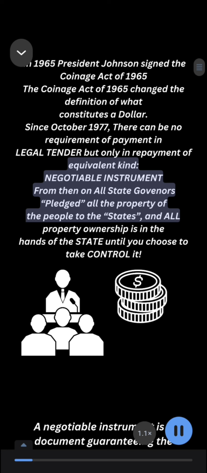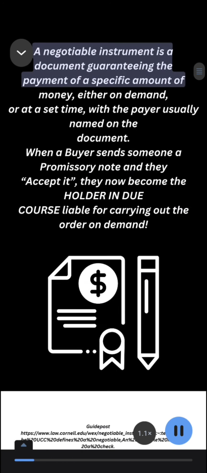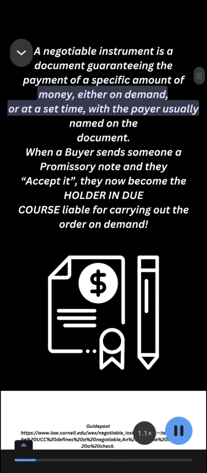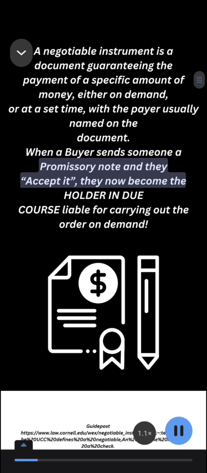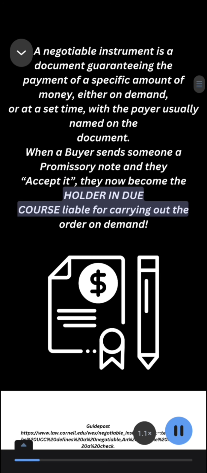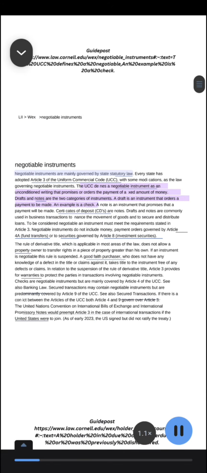From then on, all state governors pledged all the property of the people to the states, and all property ownership is in the hands of the state until you choose to take control of it. A negotiable instrument is a document guaranteeing the payment of a specific amount of money, either on demand or at a set time, with the payer usually named on the document. When a buyer sends someone a promissory note and they accept it, they now become the holder in due course, liable for carrying out the order on demand.